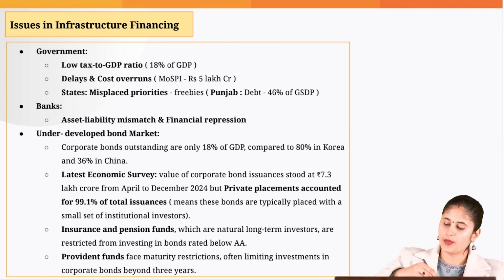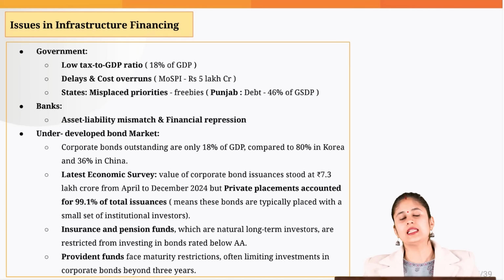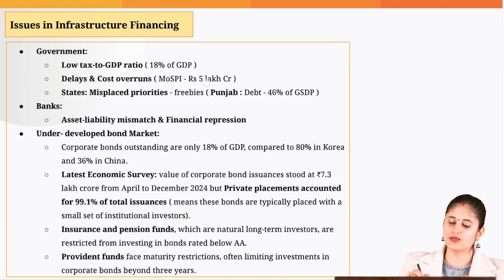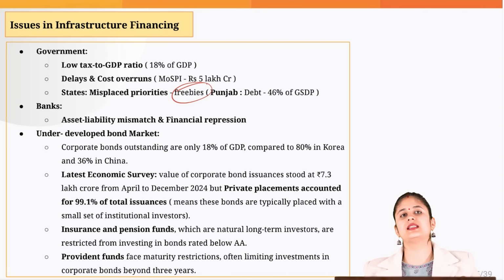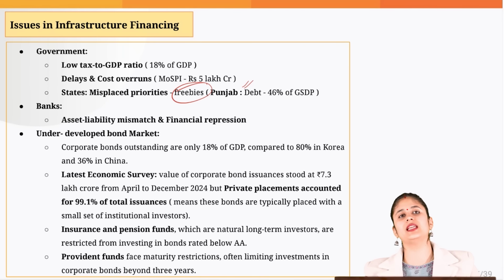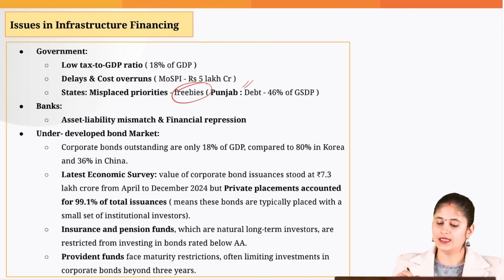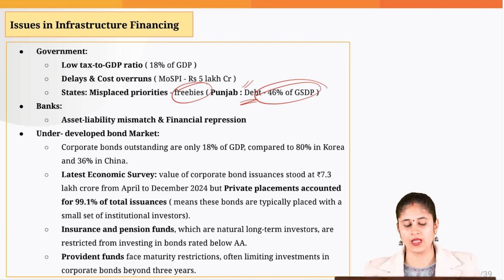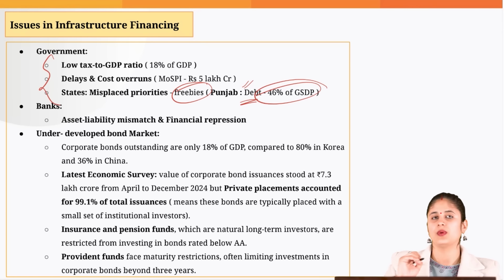Then another problem is when it comes to the state governments. Now, state governments are doing more expenditure on providing freebies. And that is the reason they are witnessing debt unsustainability. In this respect, you can refer to the example of Punjab, where the debt has increased to around 46% of the gross state domestic product. So these are the problems that we are facing when it comes to government.